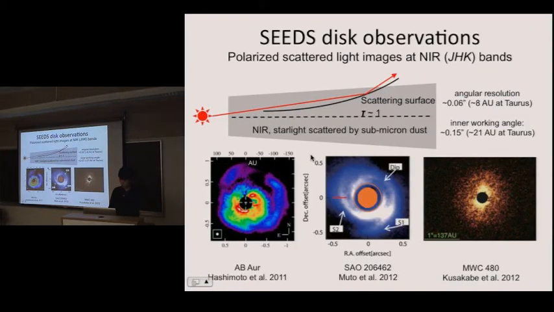So what is SEEDS doing on the disk side? It takes polarized near-infrared images at the JHK bands, which are 1 micron, 2 micron. The disk is too cold to give you thermal emission at this short wavelength, except at the very, very inner part. So for the other parts of the disk, in these examples you see the near-infrared light because the starlight is scattered by dust in the disk.